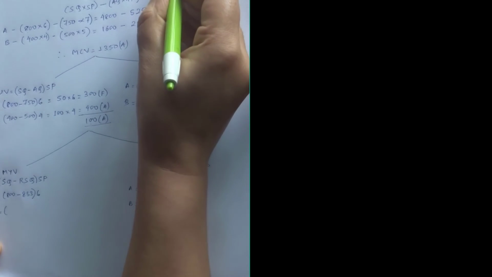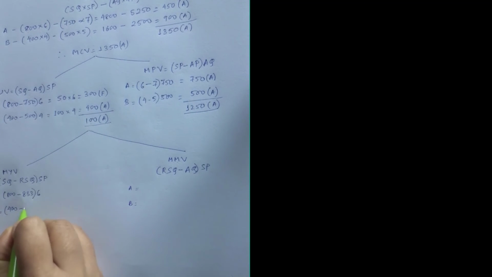800 minus revised standard quantity is how much? 833. Okay. Multiply with standard price. Standard price will be fixed, that is 6 rupees. In the same way for B, 400 was the standard quantity minus revised is 417. Multiply with the price, that is 4 rupees.